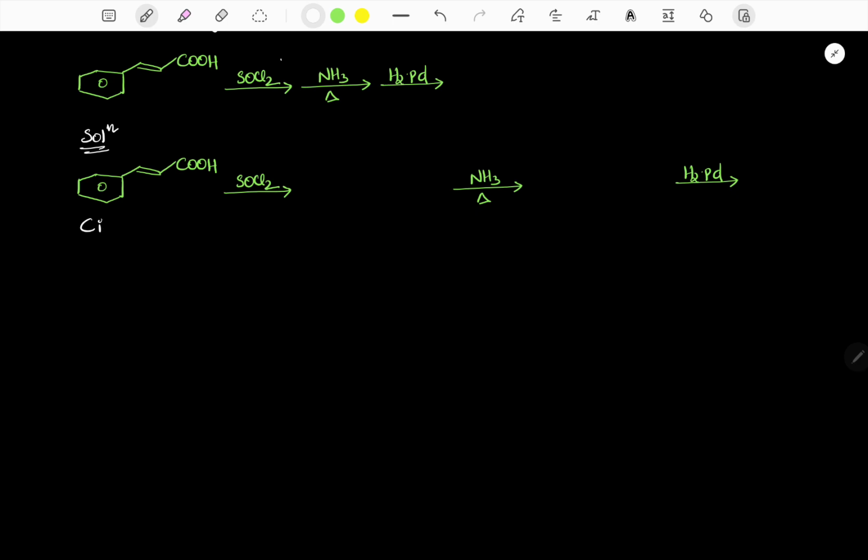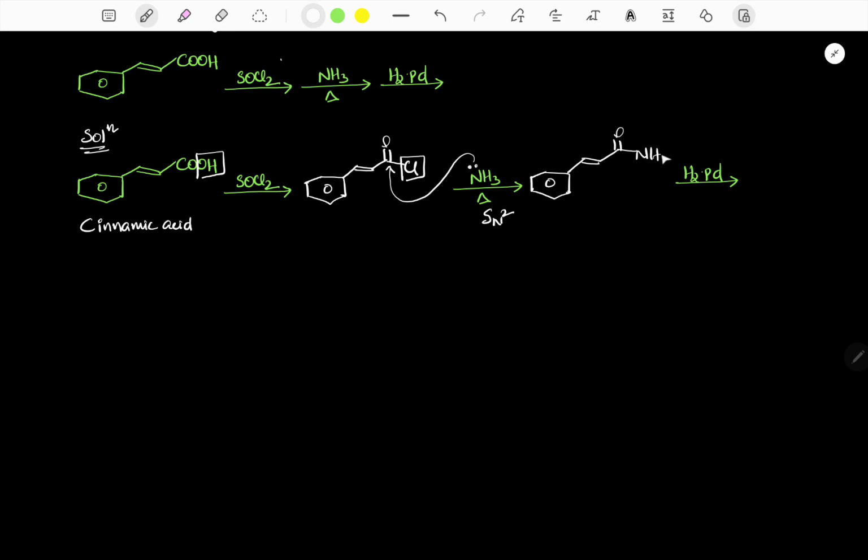The reactant is known as cinnamic acid. When cinnamic acid is treated with SOCl2, in place of OH we get the corresponding chlorine. When it is treated with ammonia, ammonia is a nucleophile and chlorine is the leaving group. So SN2 reaction takes place, and finally it gives the corresponding carboxylic amide.